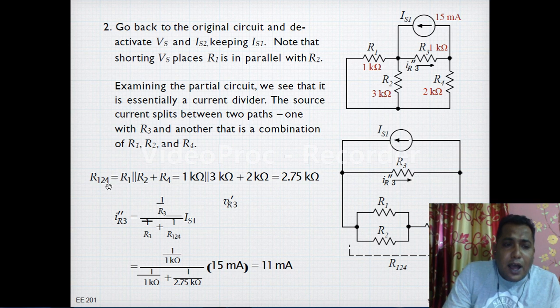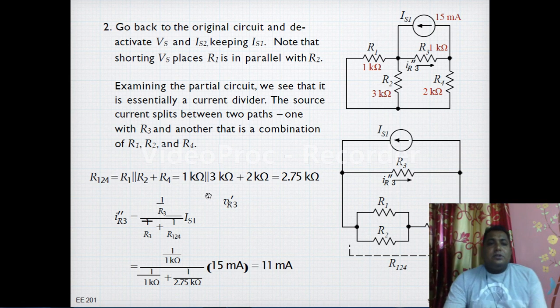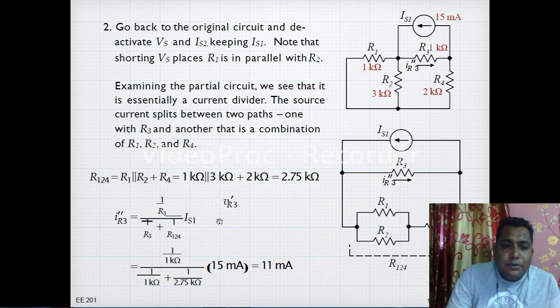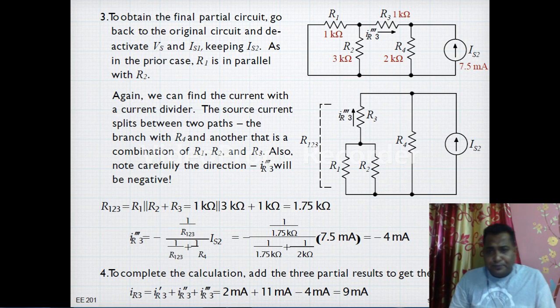First, R1 to 4 is equal to R2 and R4. See here the current is coming and then dividing between R2 and R4, while the same current flows through the series element. This is a series parallel combination. So for this particular IS1, the IR3 double bar current is 11 milliampere. The same method we follow over here also.